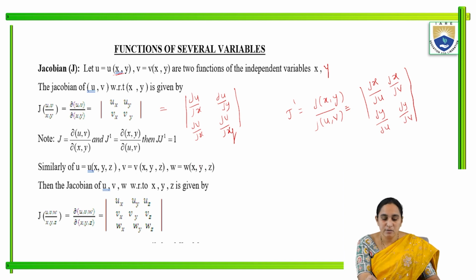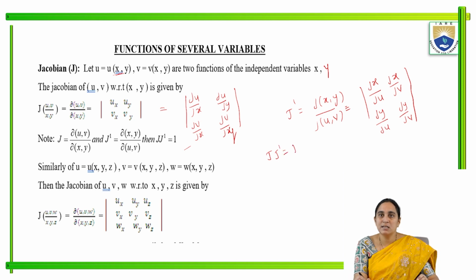And from that, the note is J into J dash is equal to 1. After multiplying the two, everything cancels and we directly get 1. Therefore, one of the properties is J into J dash is equal to 1. This is for the Jacobian of two variables.